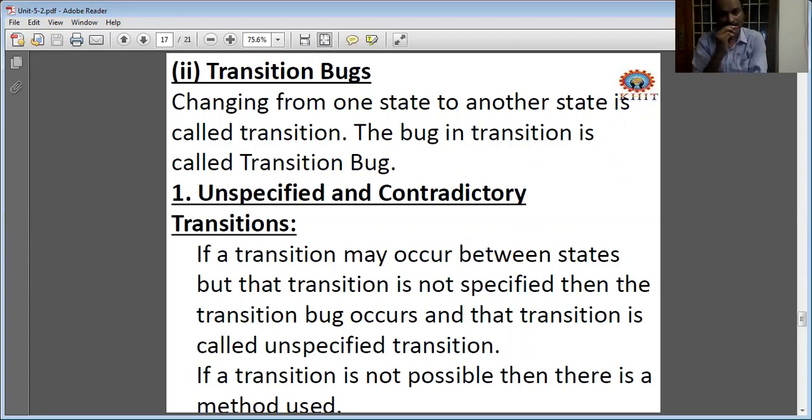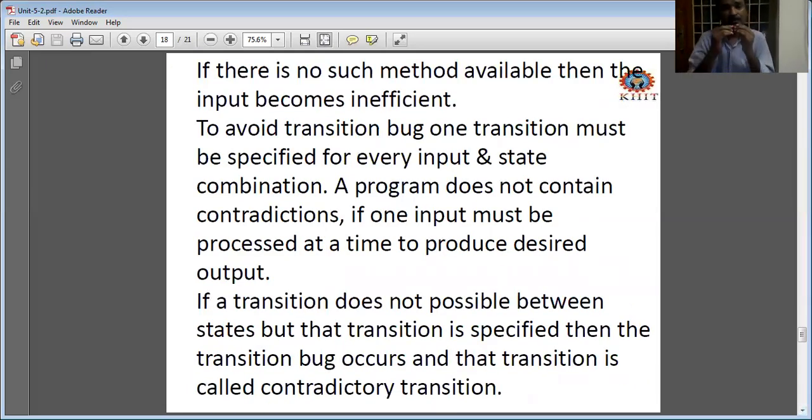If a transition may occur between states, but the transition is not specified, then the transition bug occurs, and the transition is called an unspecified transition. If a transition is not possible, then there is a method used. If there is no such method available, then that input becomes inefficient.